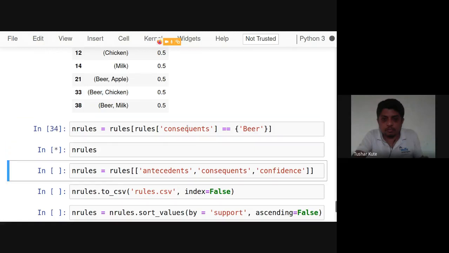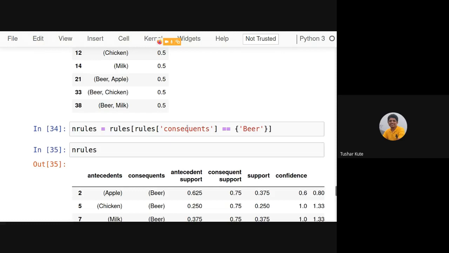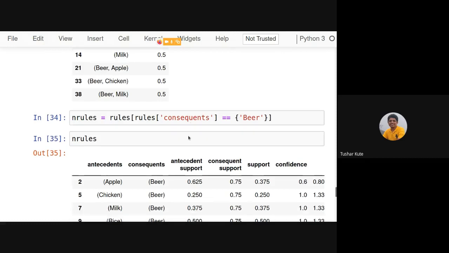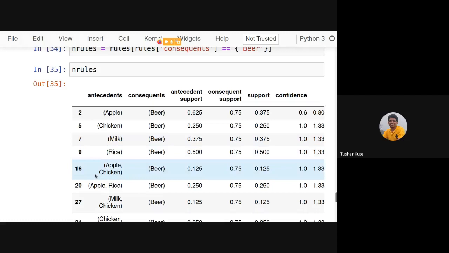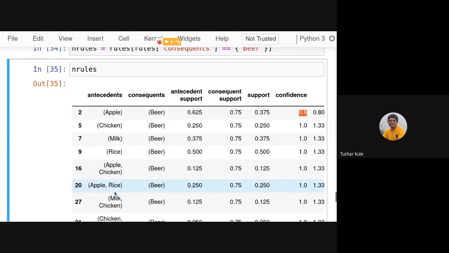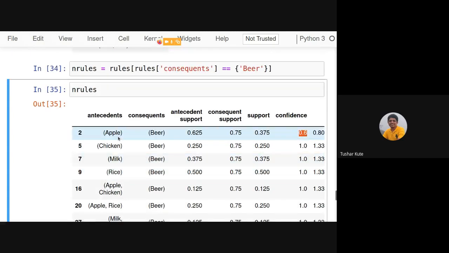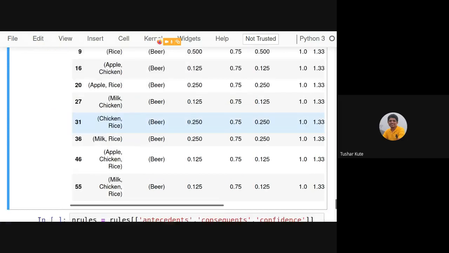Inverse is also possible, like I'm having beer. Okay, consequent, on what condition you purchase beer? Apple beer, chicken beer, milk beer, rice beer. Beer is connected to everyone, I think, in combinations also. Yeah, apple beer 60% confidence, chicken beer 100%, milk beer 100%, rice beer 100%. So beer depends upon everything, I think. So not independent. Banana is not there only. Banana is only connected with the apple, and beer is connected to almost all: apple, chicken, milk, and rice. Fine. This is how consequent can be checked.